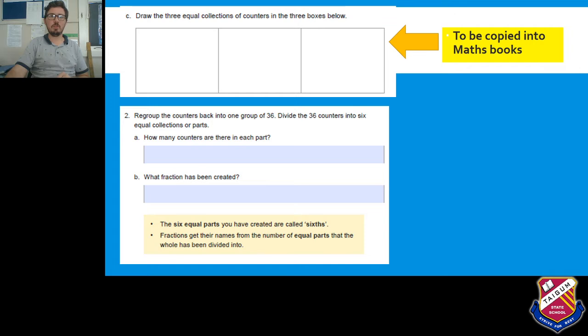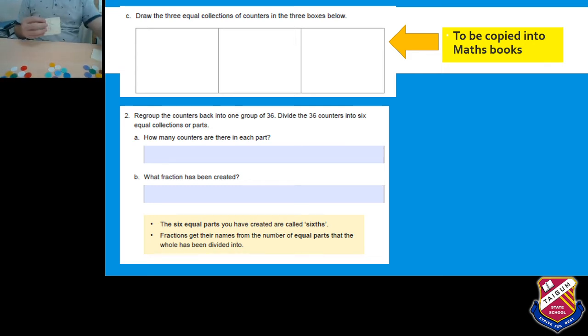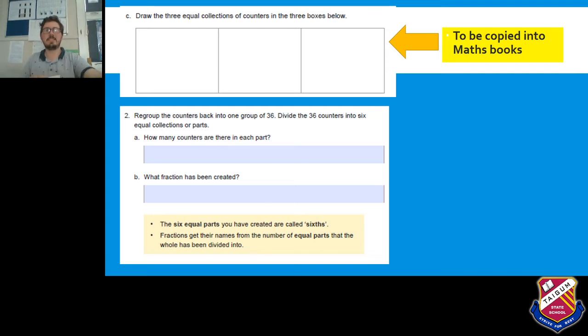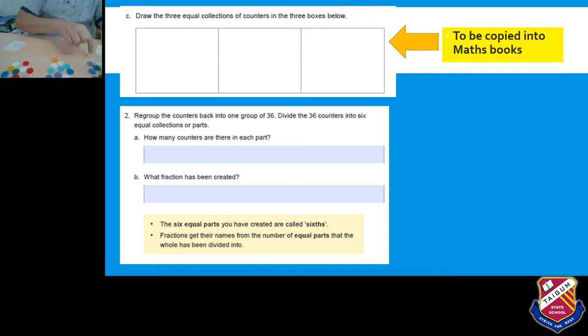Now, draw the 3 equal collections of counters in the 3 boxes below. My apologies, because I got you to do that in your books. So if you could put those 3 collections here, and we know that there's 12 in each collection, into those 3 boxes in C. So the 3 boxes represent the 3 groups. All right. Each group has 12 counters, so in each of those boxes you will need to do 12 dots. Pause the video and off you go.